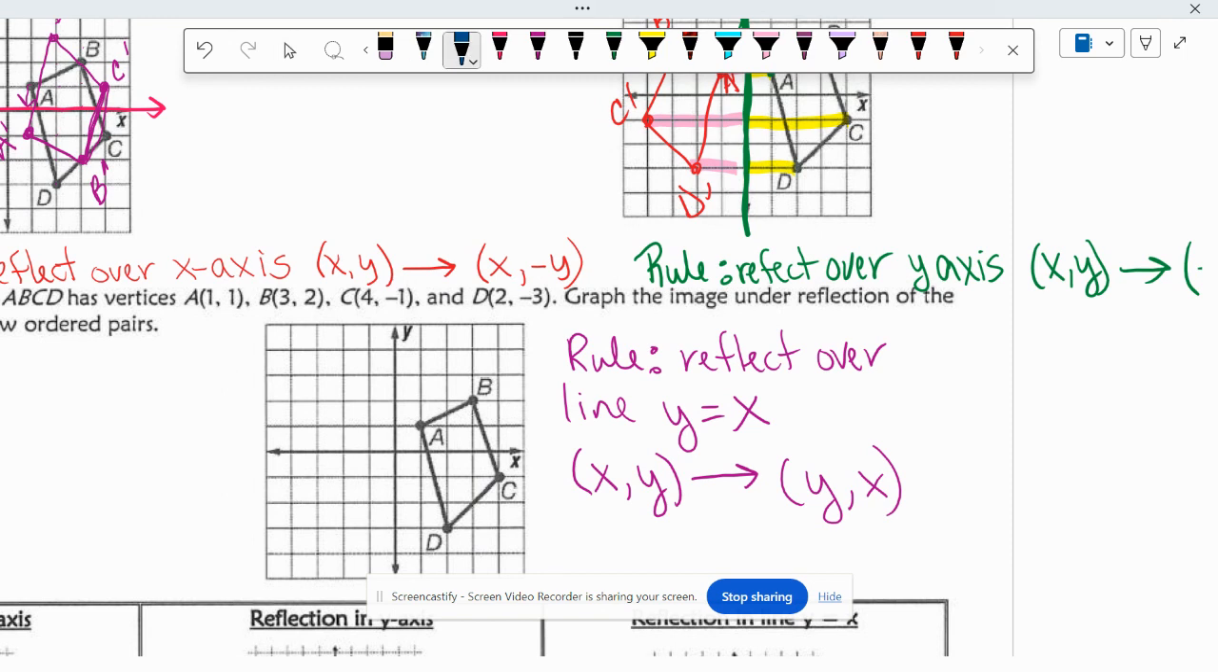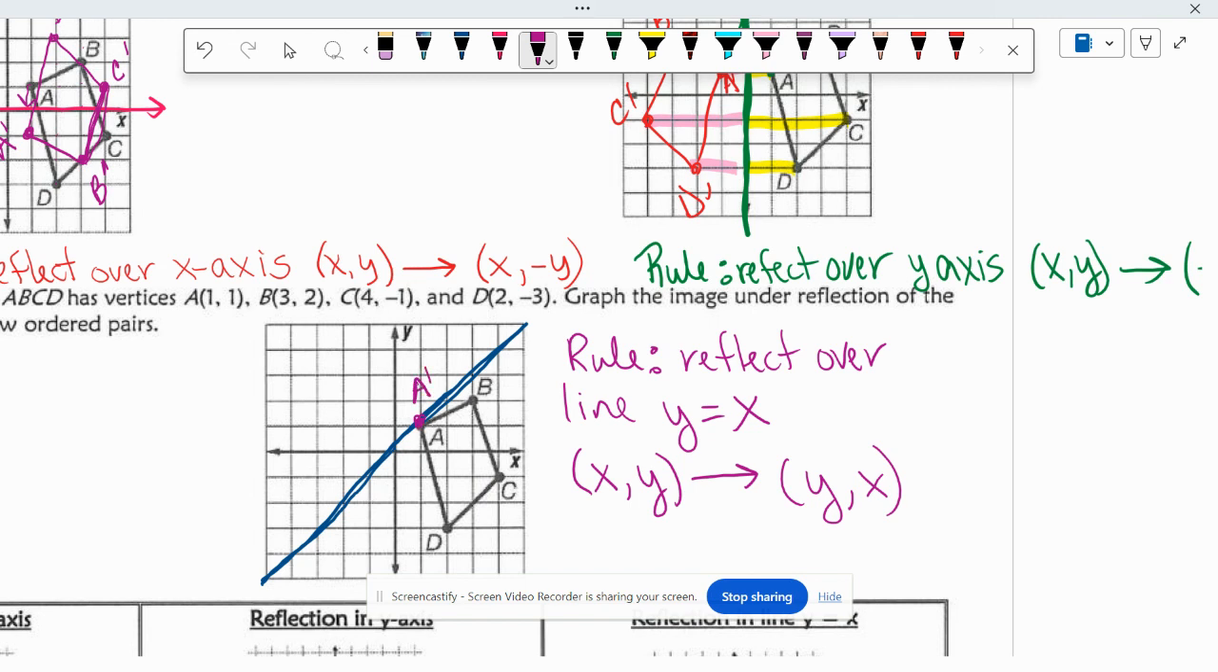Let's go ahead and reflect this over the line y equals x. So I'm going to show you what that line looks like. This is the line y equals x. Right here, when x is 1, y is 1. When x is 2, y is 2. When x is 3, y is 3, so on and so forth. So if I wanted to reflect point A, well, point A is on the line, right? So it doesn't move. So A prime is going to stay right where it is.